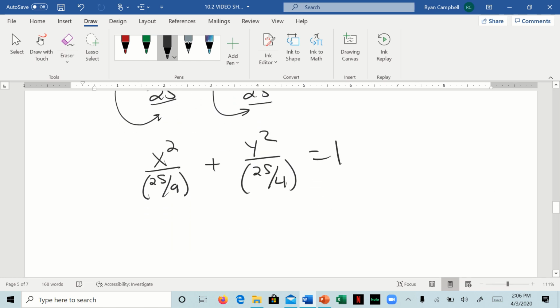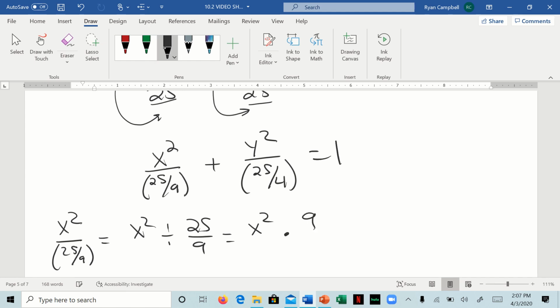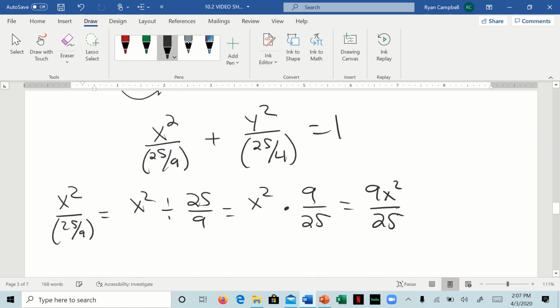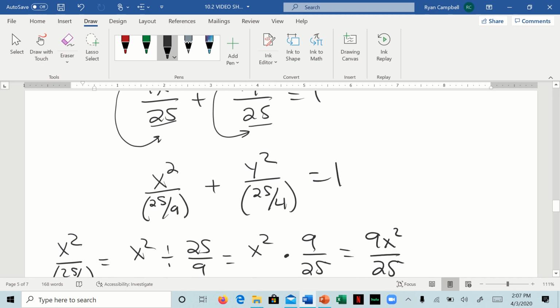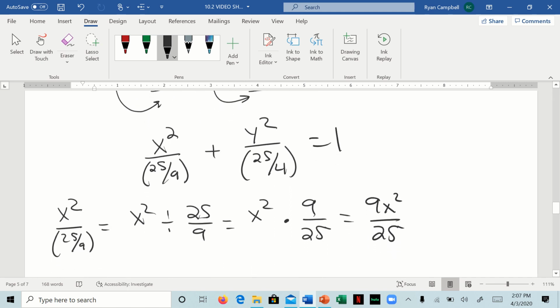And let's just check to make sure that works. So we got x squared divided by 25 over 9, right? The way we divide fractions is by multiplying by the reciprocal of the denominator. So we end up with 9x squared over 25, which we saw is exactly what we did, right? So, like we said, basically we can put that coefficient in the denominator as a fraction. We can make the denominator a fraction itself. And so this is how we can do it.